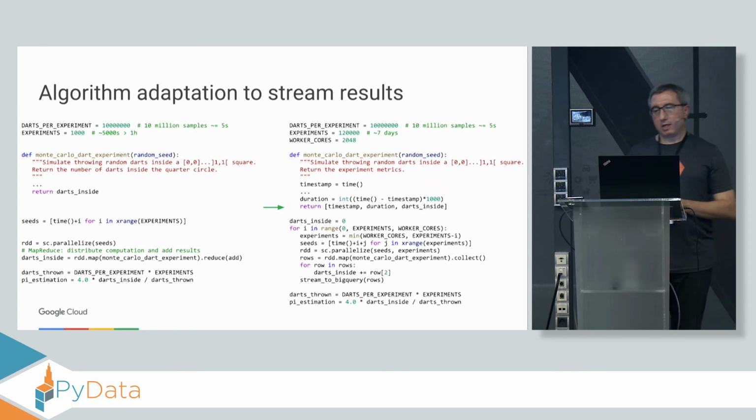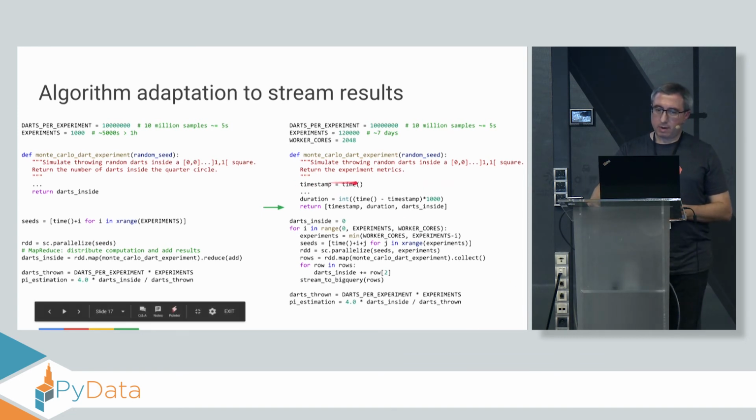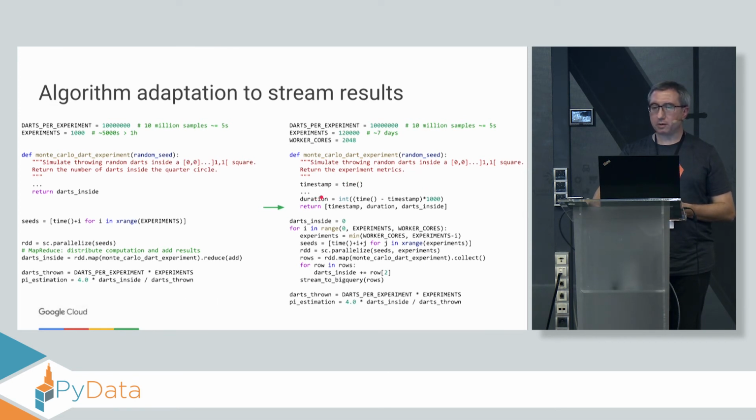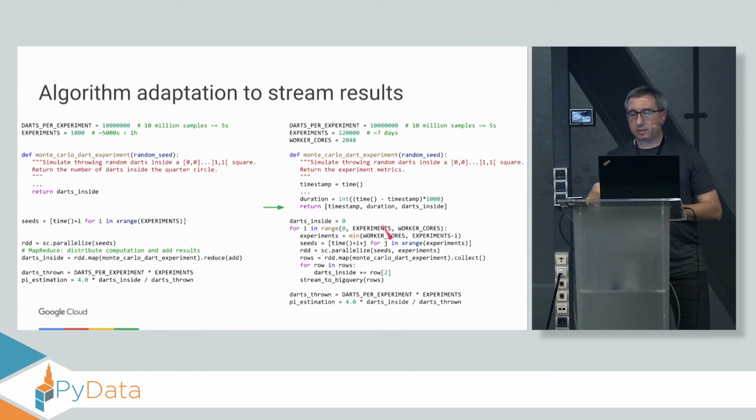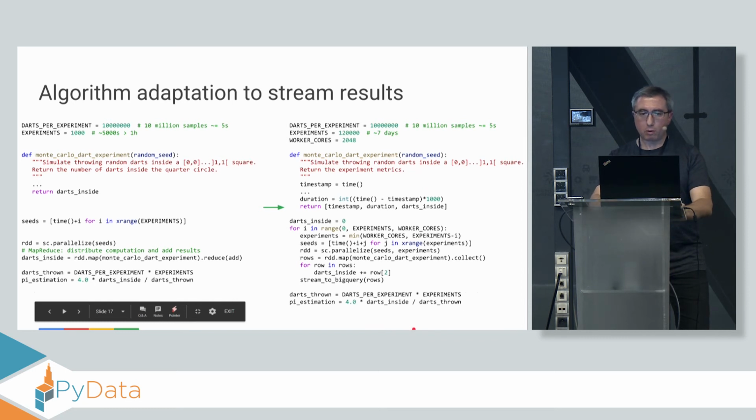adapting our algorithm. So here you can see that I have added a timestamp at the beginning of my algorithm. Then I am also computing the duration of my experiment. And instead of returning the single result, I'm going to return my 3 metrics. And here, the main loop is just adapted slightly to be able to collect at each increment, each iteration, my result. So here, I'm still calling map on my Monte Carlo experiment, but instead of computing the result, I am collecting the result. And here, I am building rows. I am streaming the rows to BigQuery. So let me show you the whole code.